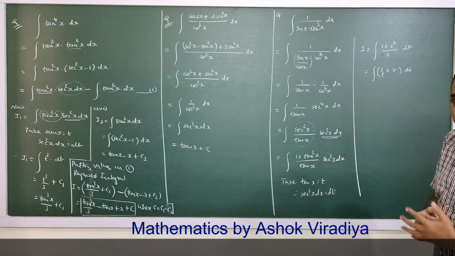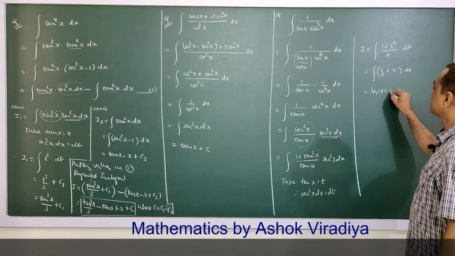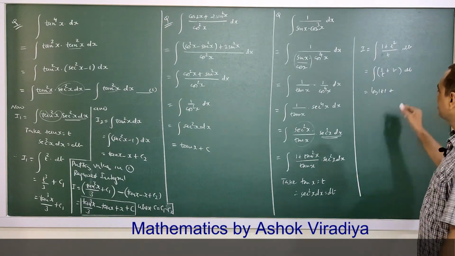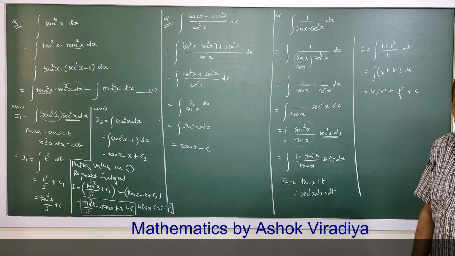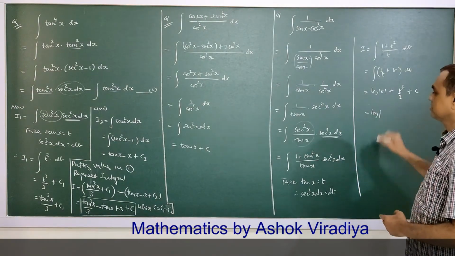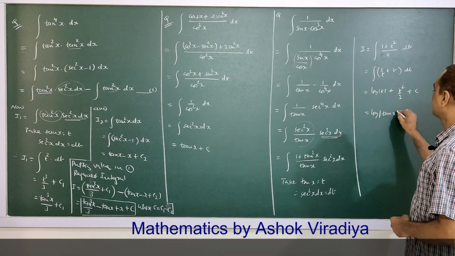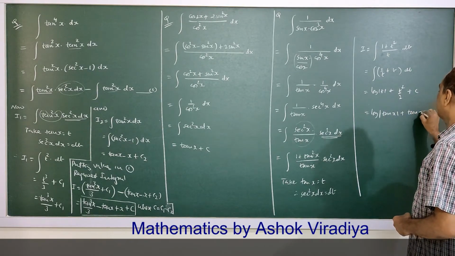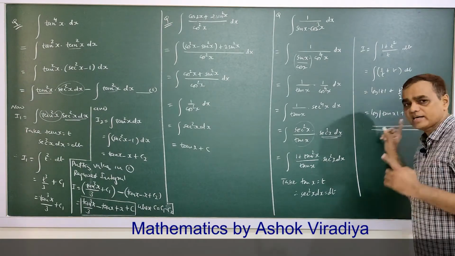It is integrable. Integral of 1 upon t is log modulus t. Integral of t is t square by 2 plus c. And coming back in x, t is tan x. Log mod tan x plus tan square x by 2 plus c. This is the required integral.